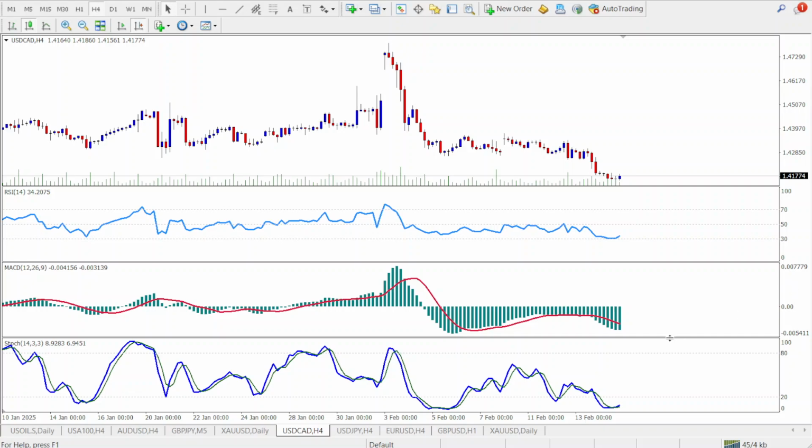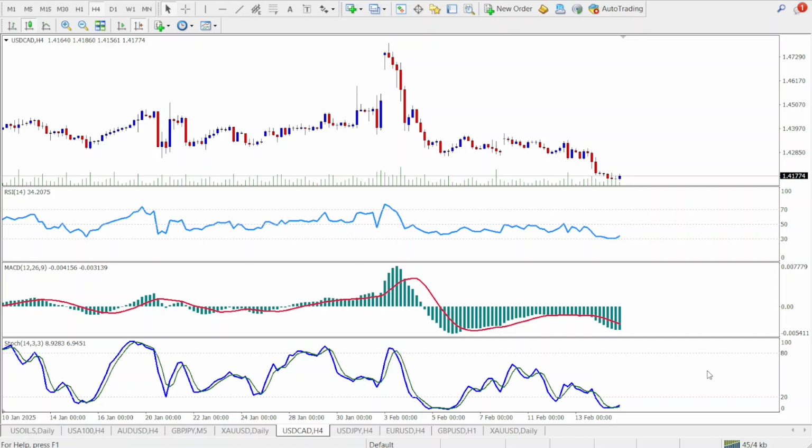Now let's talk about the stochastic oscillator. Last but not the least, we have the stochastic oscillator, which is perfect for identifying overbought and oversold conditions with even more precision. The stochastic oscillator also moves between 0 and 100, but it focuses on the closing price relative to the price range over a set period.